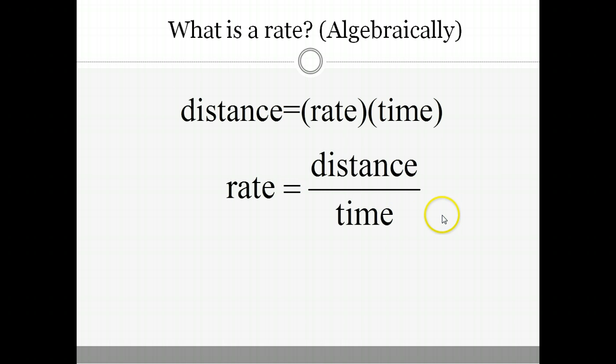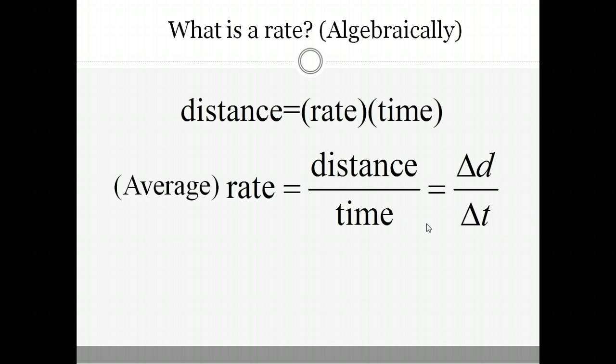Well, we want to introduce a little bit more mathematical notation, so I'm going to write that as the change in distance over the change in time, using this Greek letter delta to represent the idea of change. So delta is a Greek letter and it means change. So a rate is really a change in distance over a change in time. Now I want to be careful with that because in fact this really represents only an average rate of change over a particular time interval.